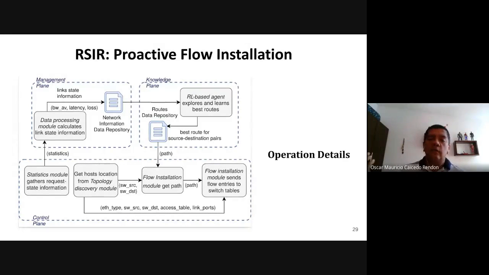the RL agent in order to obtain the information of the link state and the reward, and the RL-based agent explores and learns best routes by following the information that we define: the state space, action space, optimal policy, the algorithm, and so on. And these best routes are stored in the routes data repository, and the control plane, specifically the flow installation module, obtains that information and performs an installation process in every switch of the network. Okay, that's the process that finally we perform in the network.